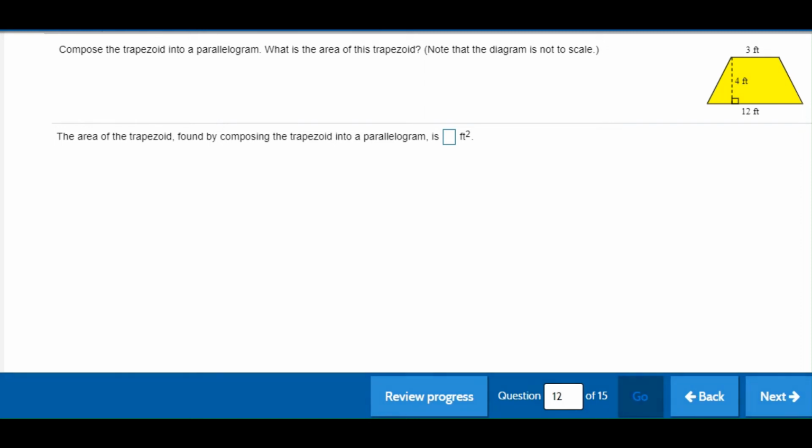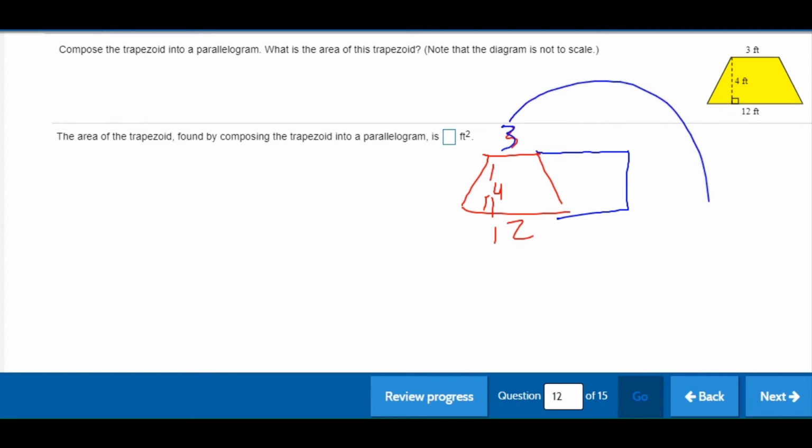So the first thing you want to do is make a copy and rotate it. I have my trapezoid right here, and I have my dimensions. I want to make a copy, and rotate it to form a parallelogram. This 3 now becomes a part of the base. This 12 is up here, and the height is still 4. It should look something like this. So the height is going to be 4. So now I formed a parallelogram.